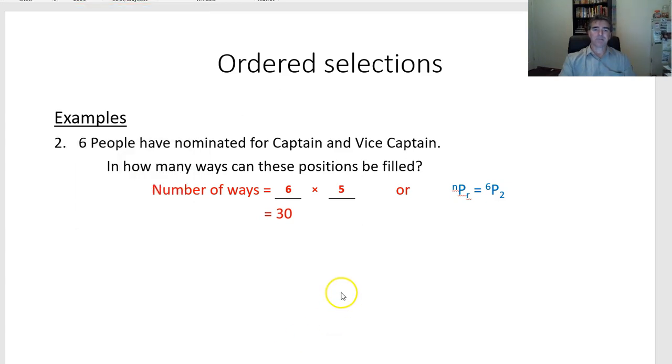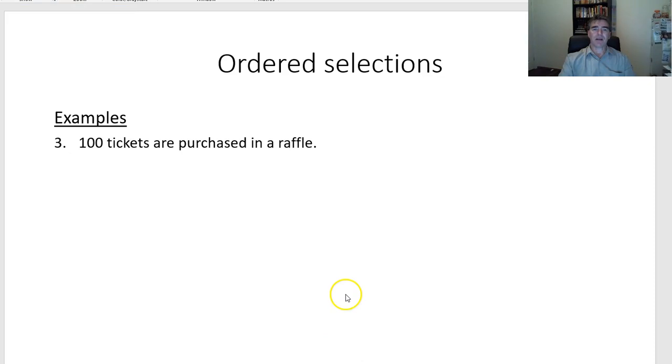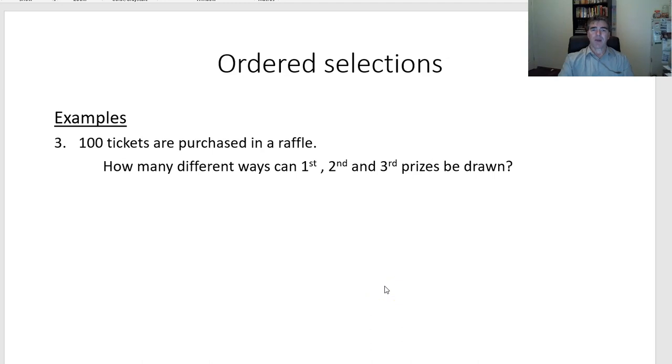Alright, so let's look at tickets in a raffle. We're going to say that there's 100 tickets purchased for a raffle, and we want to know how many different ways can first, second and third prizes be drawn. So let's work out that.